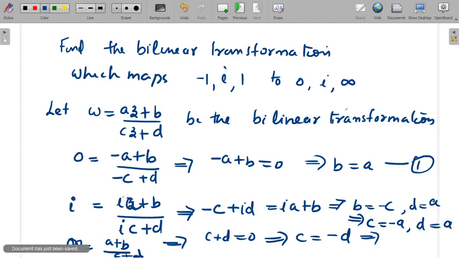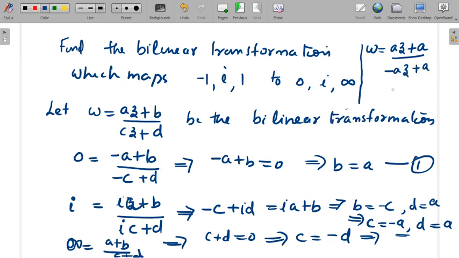So c equal to minus a, d equal to a. What we get in the last equation is the same expression, c equal to minus d. So at this stage itself you can write the bilinear transformation. So now we write w equal to (az + b)/(cz + d). b is minus c, c is minus a and d is a. So we get the transformation by cancelling a as (z + 1)/(minus z + 1).